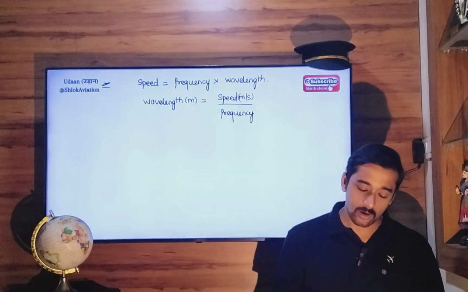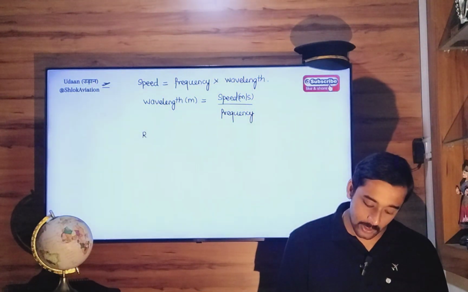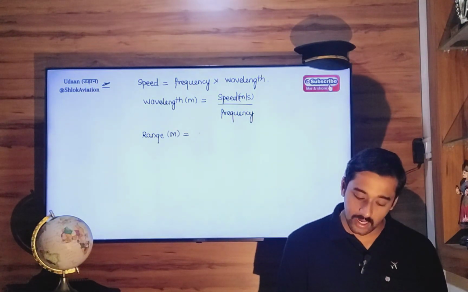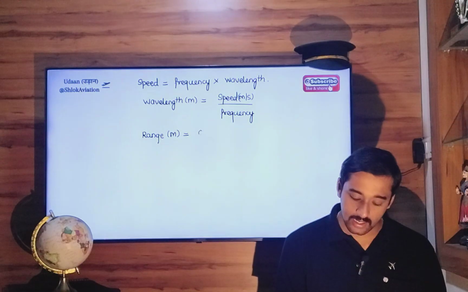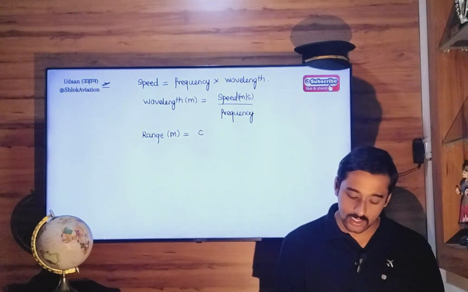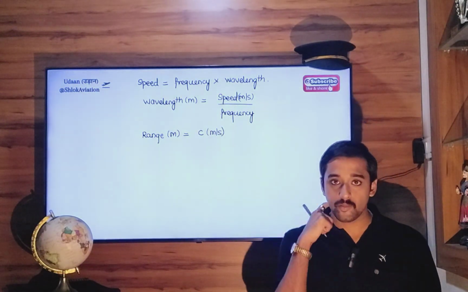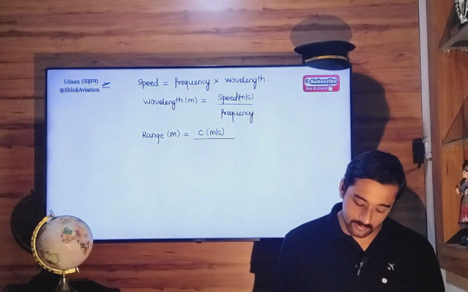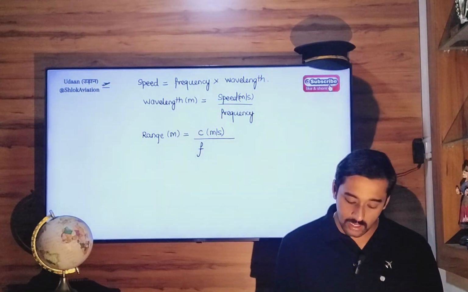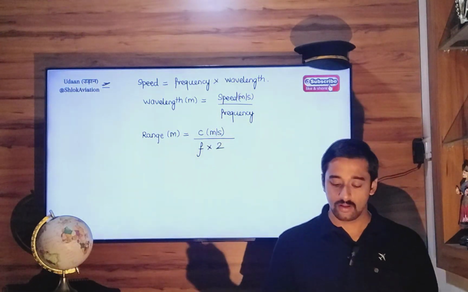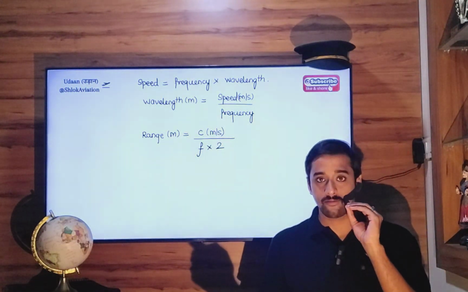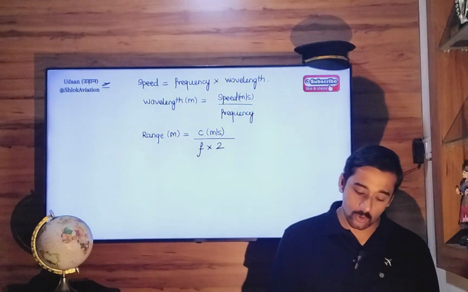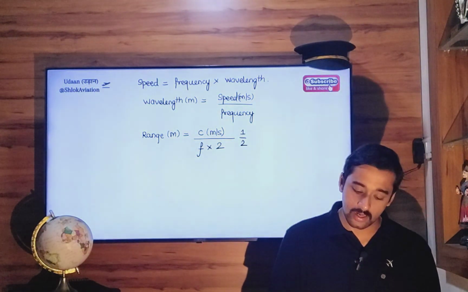Now in case of radar, in place of wavelength, I'm going to write range, which is a distance quantity. In place of speed, I'm writing small c, which is a speed quantity in meters per second, divided by frequency. So I'm writing f, and I'm going to put the value 2 in the denominator. That means I'm going to put half in the denominator.